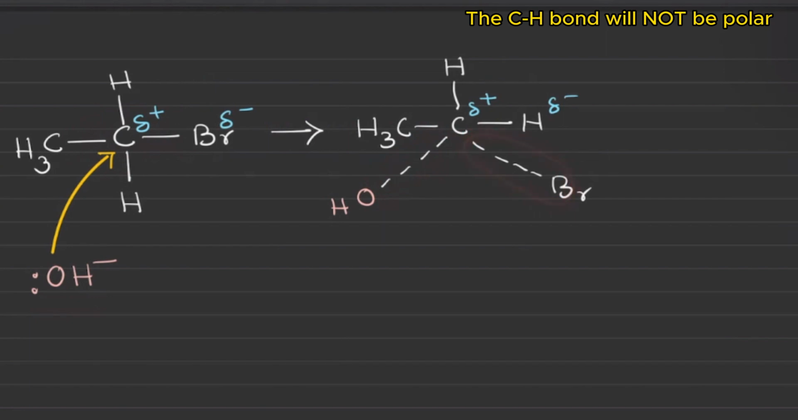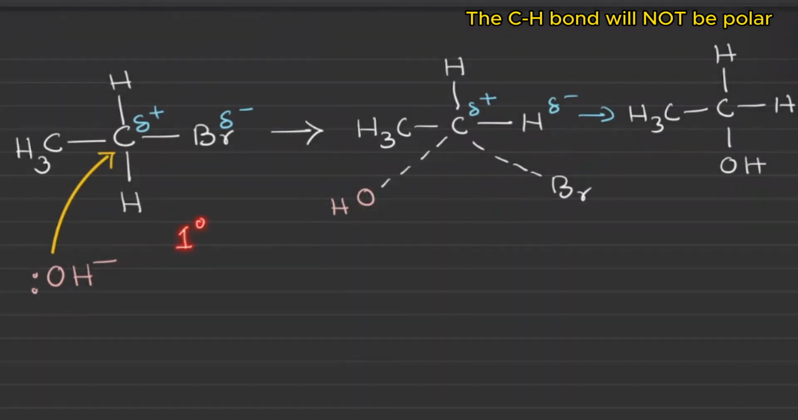Because hydroxide is a stronger nucleophile than the bromine, when it attacks the carbon, it allows the bromine to go away with the electrons from the carbon-bromine bond. And after the transition state ends, we are left with a primary alcohol. And this mechanism is called nucleophilic substitution of second order.